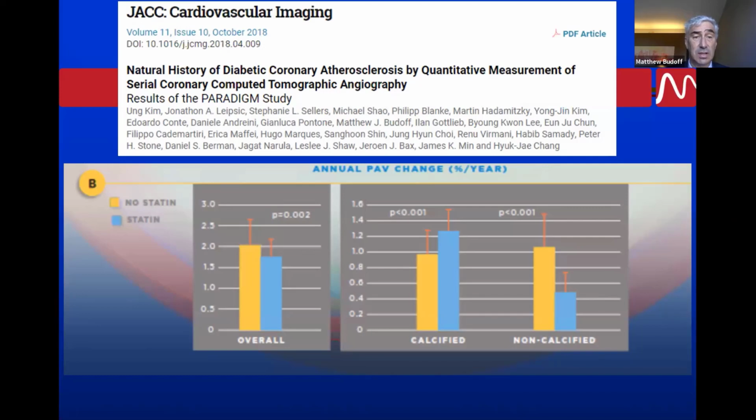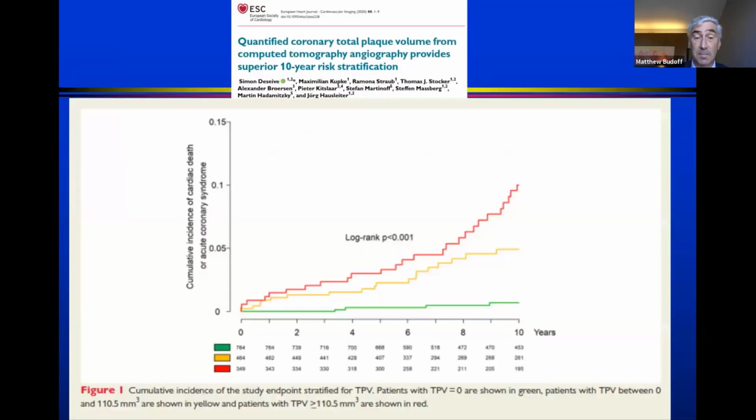This was a study that was recently published on the natural history of diabetic coronary atherosclerosis. This is the PARADIGM study, part of the CONFIRM registry, looking at serial CT with a host of authors from around the world contributing cases. And you can see overall, no statin, there was more plaque than in the statin group, highly statistically significant in patients with diabetes, still with progression though in both arms. And you can see calcified plaque actually went the opposite direction, but non-calcified plaque very nicely slowed, not regressed, but slowed under the influence of statin therapy.